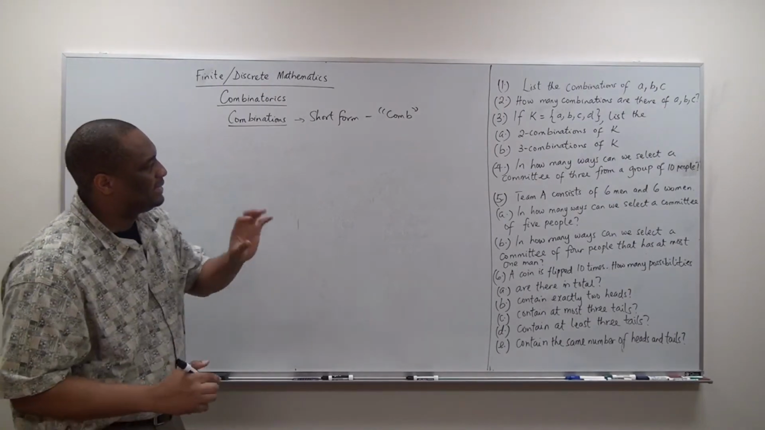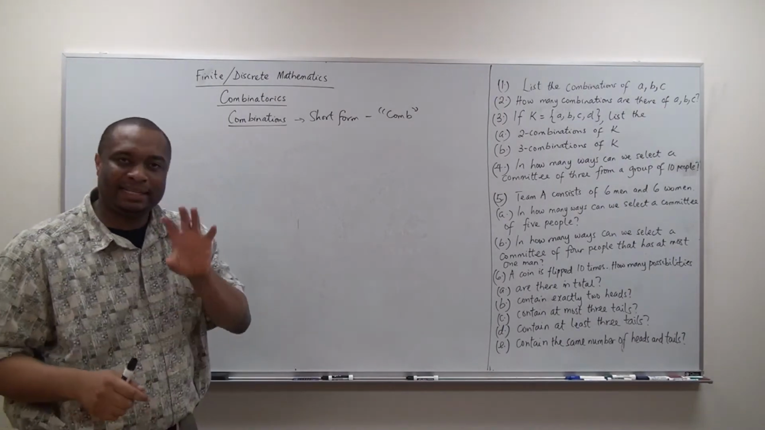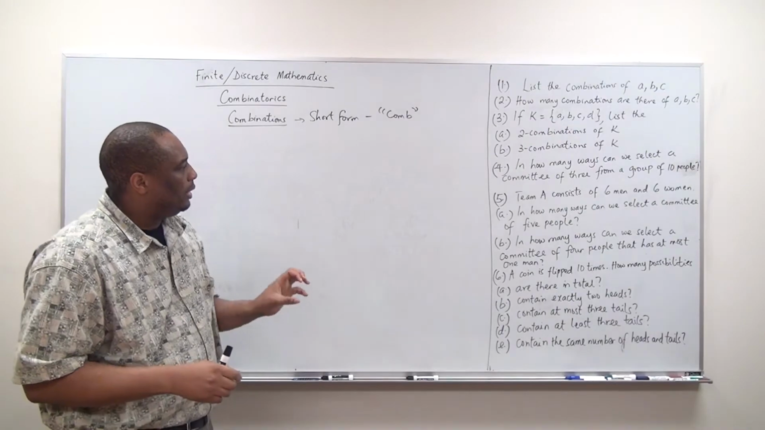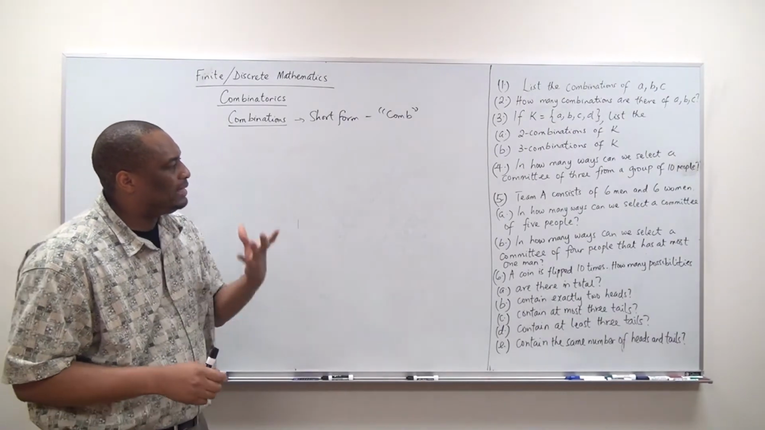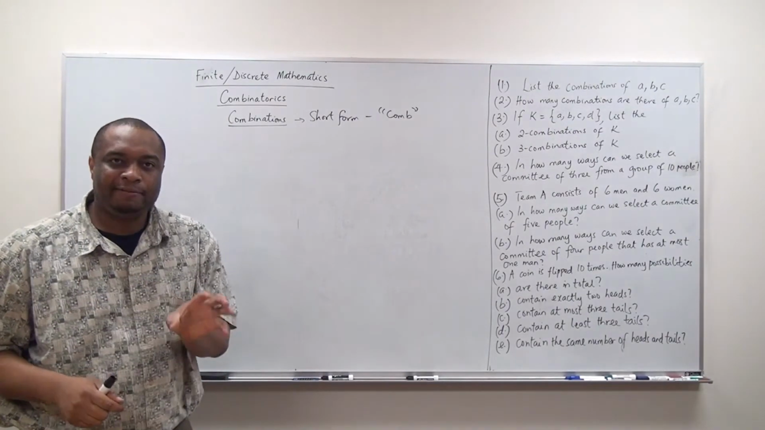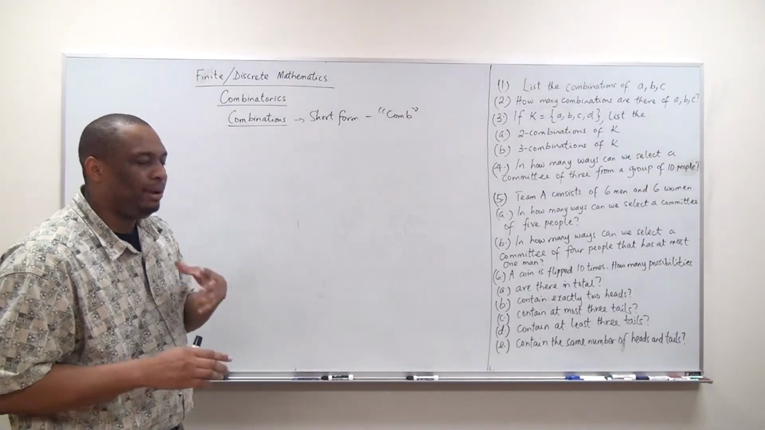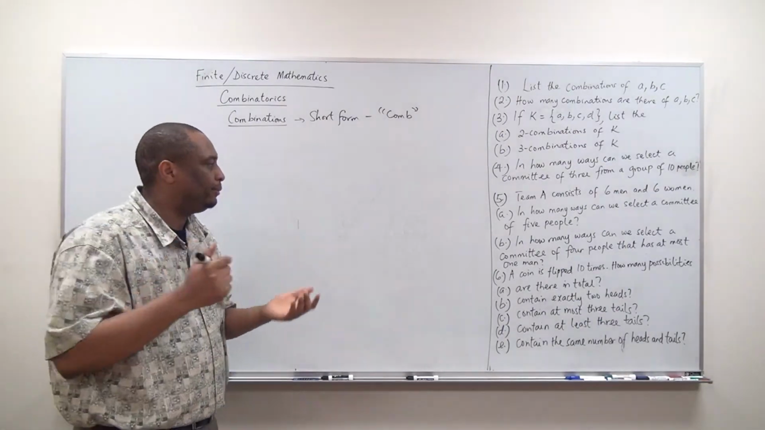Now, number 5, it says Team A consists of 6 men and 6 women. A, how many ways can we select a committee of 5 people? Okay, how many ways can we select a committee of 5 people?